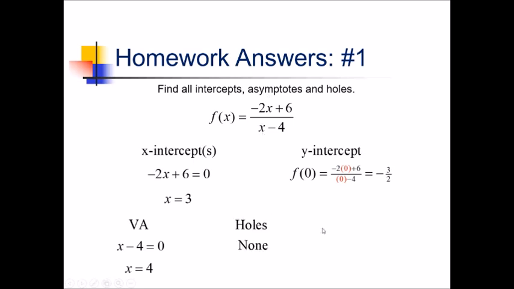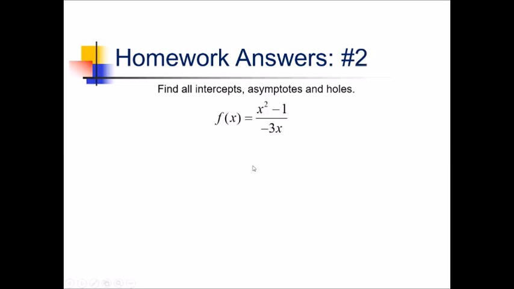For horizontal asymptotes, I see that I have the same degree for both my numerator and denominator, both linear, both first power. So I take the ratio of the coefficients of that highest term. Since we have the same degree, we're going to have y equals negative 2 over this invisible 1 next to the x, which reduces to just negative 2.